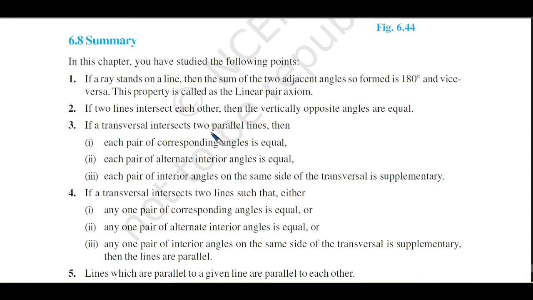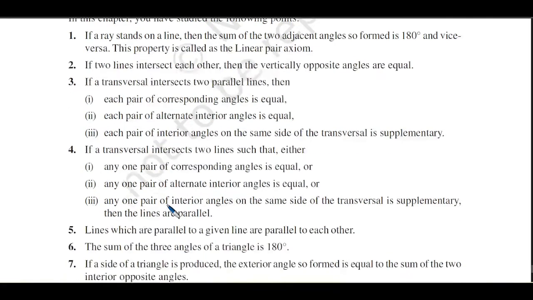If a transversal intersects two parallel lines, then each pair of corresponding angles is equal. We have shown that each pair of alternate interior angles is equal, and each pair of interior angles on the same side of the transversal is supplementary. That is, when you add this pair of angles, it will be 180 degrees. You go through it. We have covered all this.